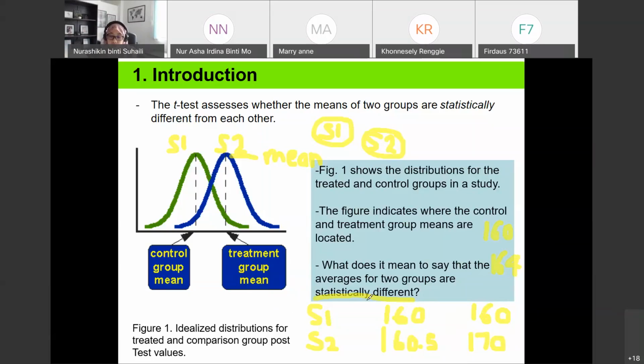So in order for us to come out with a conclusion at the end that the means of the two samples are statistically different, or there is no significant difference between the two samples. It's either there is a significant difference or there is no significant difference.